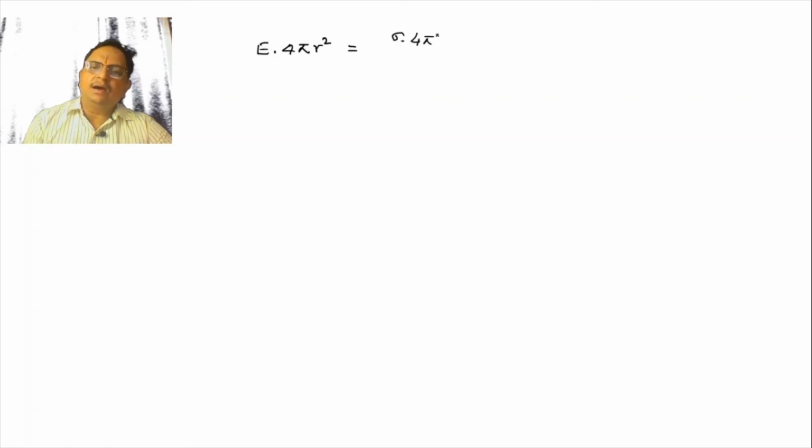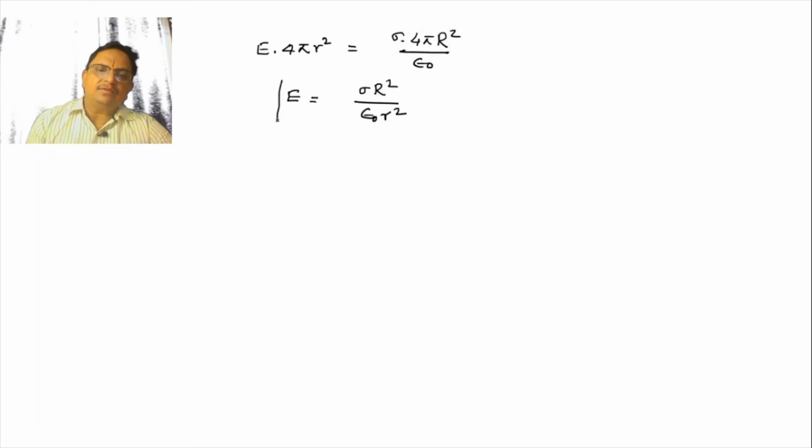Now you are finding electric field intensity. The ds value will be 4 pi r square, where r is the radius of that hypothetical surface. That will be sigma into 4 pi r square upon epsilon 0. After normal calculation, you will find that E is sigma R square over epsilon 0 r square. This way you get the electric field intensity on the surface beyond the spherical shell.